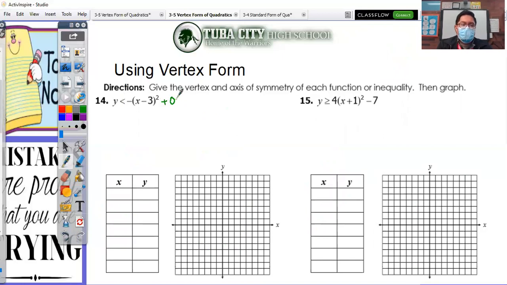There is no k value, so we assume that it's going to be 0. So the vertex is going to be -3, 0. Is that right? Yeah. Oh, be careful. Remember, it's always going to be the opposite of that number. All right, don't get bamboozled. So we know that the middle number is going to be 3, 0. So our vertex is going to be right here.